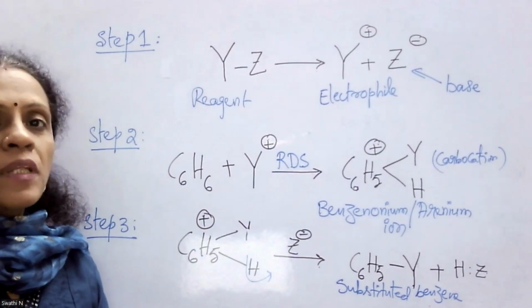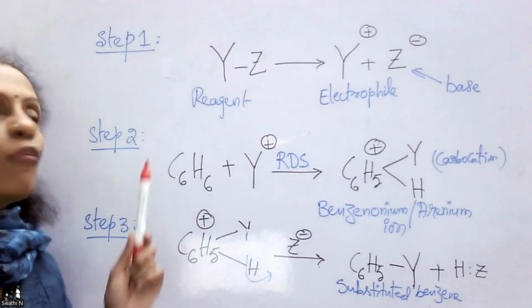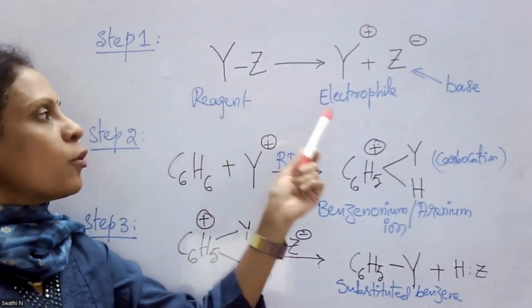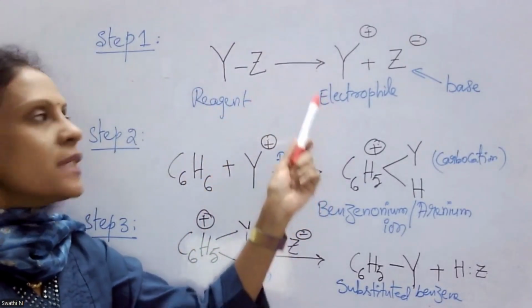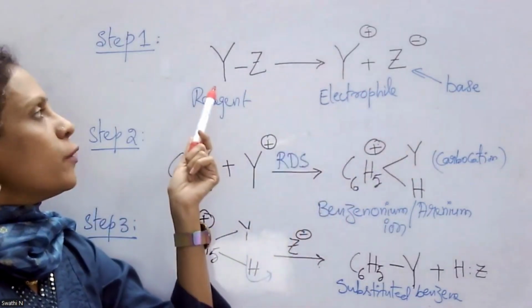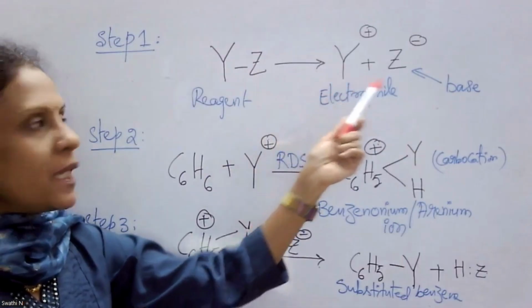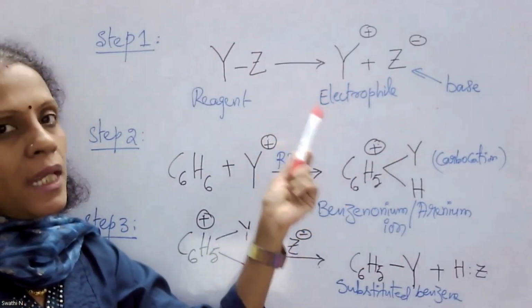So aromatic electrophilic substitution reactions of benzene involve 3 steps. In the first step, the given electrophilic reagent undergoes dissociation and thus generates electrophile and base. So if you consider YZ as the electrophilic reagent, it dissociates to give Y plus and Z minus. Here Y plus is the electrophile.